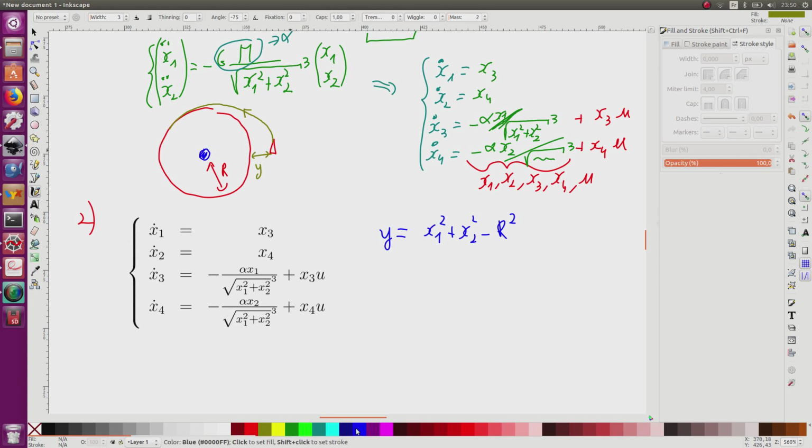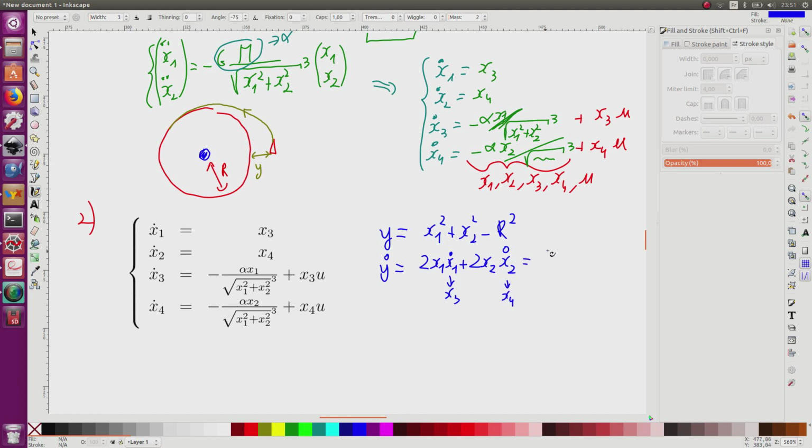To apply a feedback linearization method, I need to compute the derivative of the error. y dot is equal to 2 x1 x1 dot plus 2 x2 x2 dot, and x1 dot corresponds to x3 and x2 dot corresponds to x4.